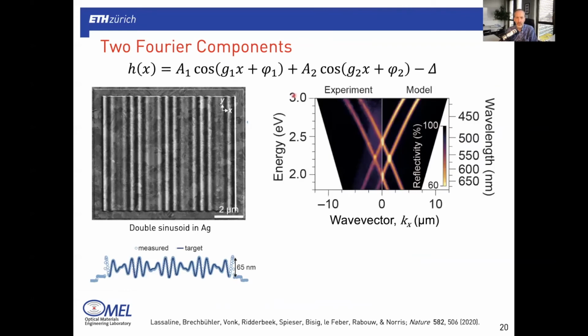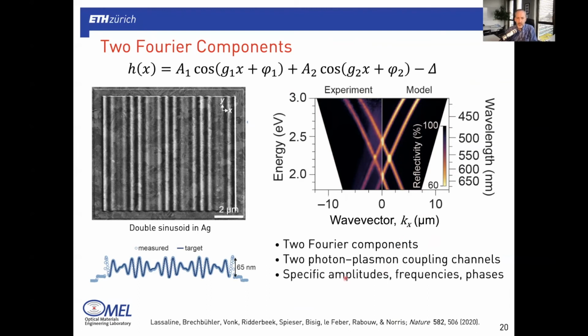And now when you look at your dispersion diagram, you're going to have two Fourier components, obviously, and two coupling channels for photons to plasmons. And this is demonstrated in the dispersion diagram that you measure. Now, moreover, we have specific amplitudes, frequencies, and phases, as I mentioned before, that we control.